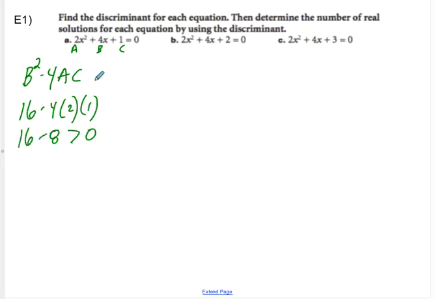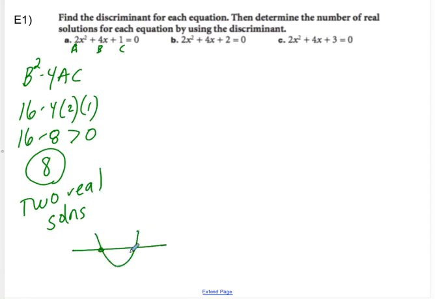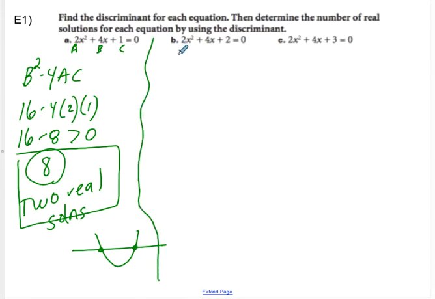So the discriminant here is 8, right? So there are two real solutions. I don't know specifics about the graph, but I know that this is a smile because of the positive 2, so it's going to look something like this. It's going to have two real solutions, right? You weren't asked for the visual, but if you need it, that's what the visual would look like. If we go ahead and do the second one, here's my a, my b, and my c, right?